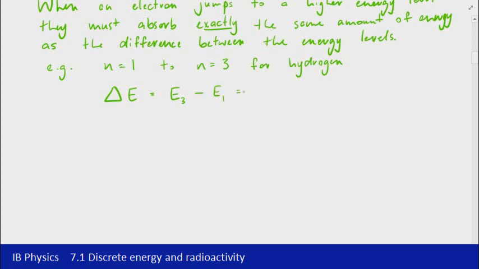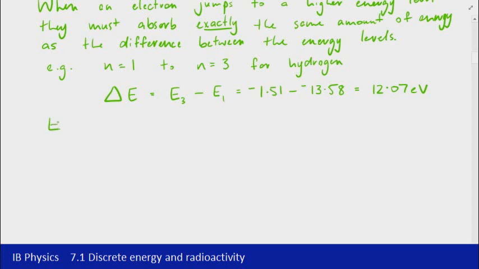And referring back to the energy level diagram, E3 is negative 1.51. We're going to subtract from that E1, which is negative 13.58. And that gives us a value of 12.07 electron volts. So that means to jump from n equals 1 to n equals 3 needs exactly 12.07 electron volts. A little bit more than that, or a little bit less than that, and the electron will remain in the ground state. That's because it can't transition to slightly above the energy level or slightly below. It has to have exactly the right amount.